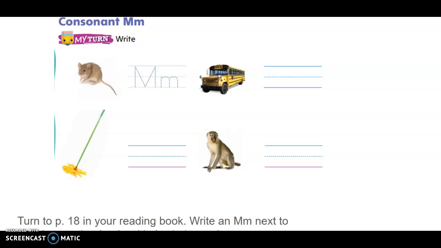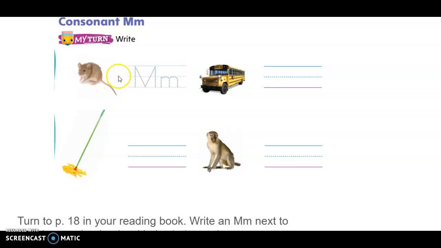Now, turn to page 18 in your reading book. You have 4 pictures. You're going to say the name of the picture and think about if it starts with the letter M. If it sounds like this at the beginning, it would start with the letter M.